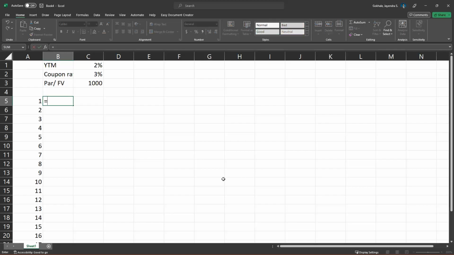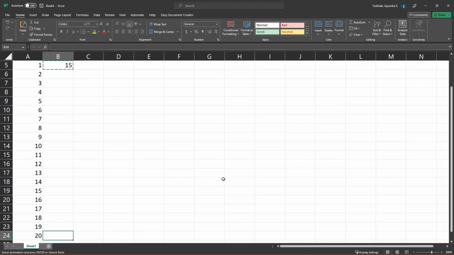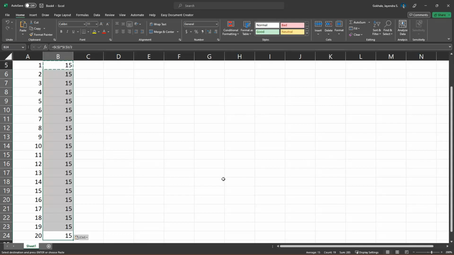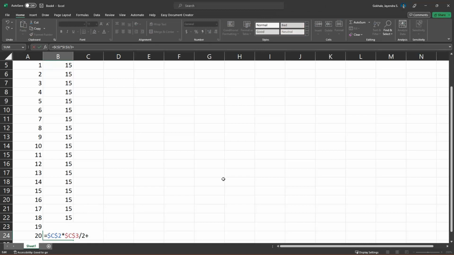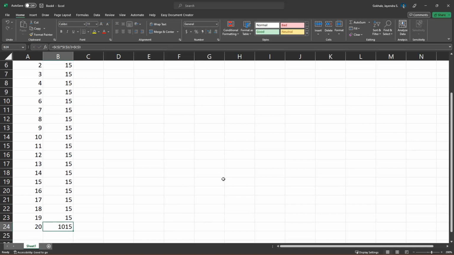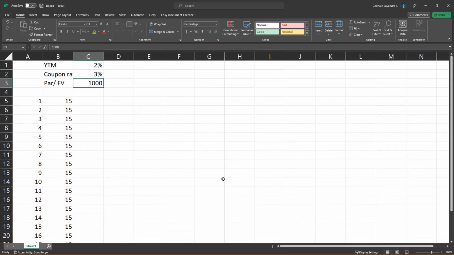So the cash flow equals the coupon rate $C$2 times $C$3 divided by 2, semi-annual. That's our cash flow. This will go all the way through the 20th period, and so function F2 plus $C$3, which is the par value, so it becomes 1015.